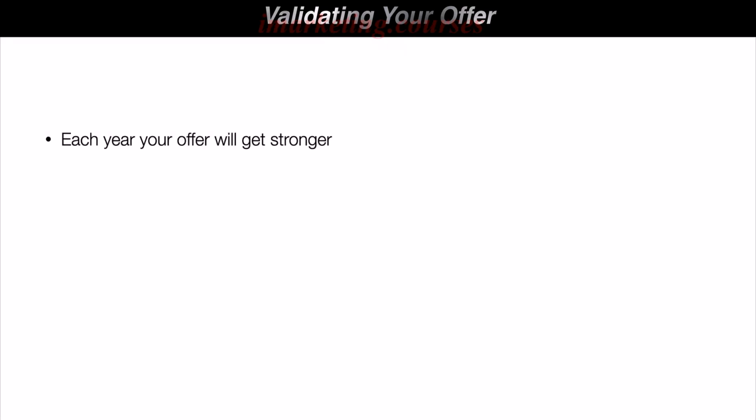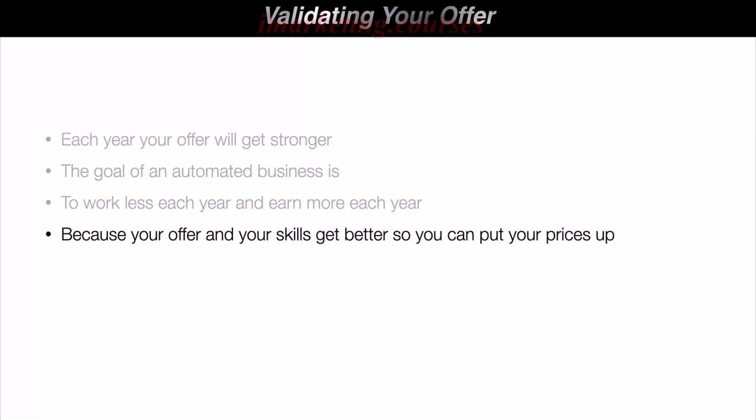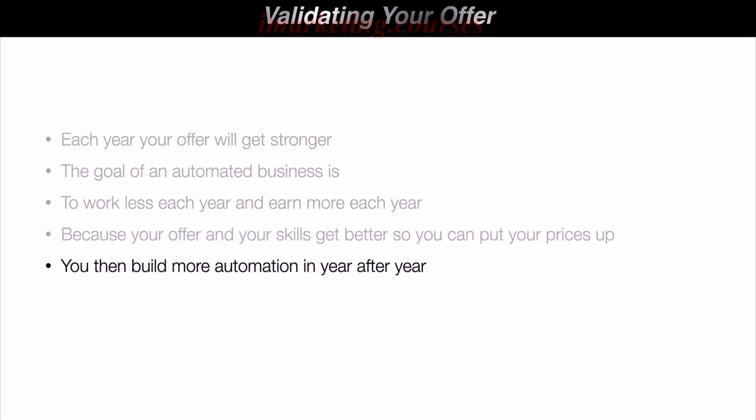Okay, each year your offer will get stronger. You will get stronger as you get better. You're now getting better. The goal of an automated business is to work less each year and earn more each year by setting up systems, because your offer and your skills are getting better, so you can put your prices up and then build more automation year after year.